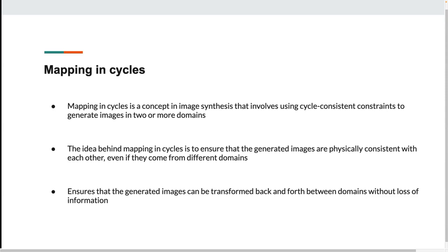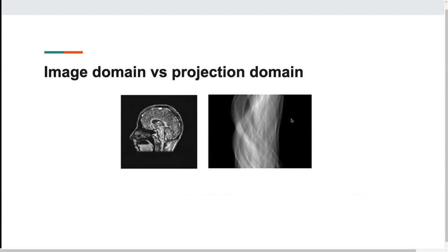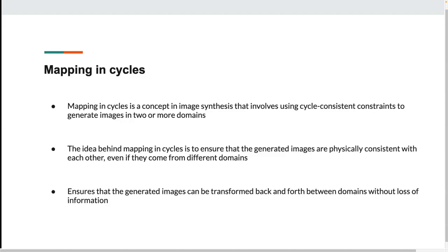For example, if we have a picture that is coming from this projection domain, and we transform it back to this image domain, there will be no differences. And if we take it from this domain and transfer it back to this domain, we will have it in the same state that it was here.